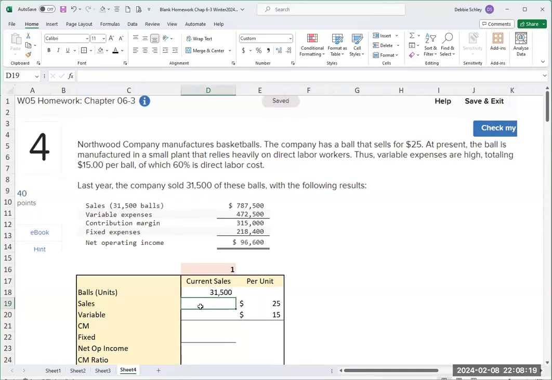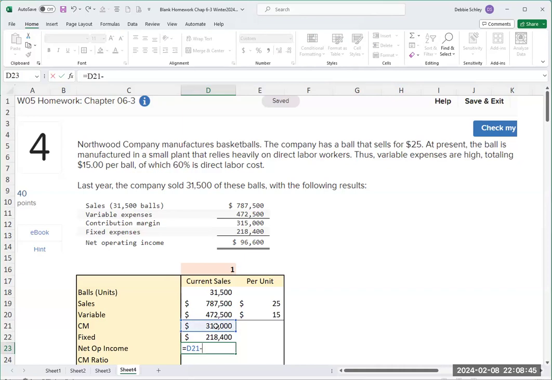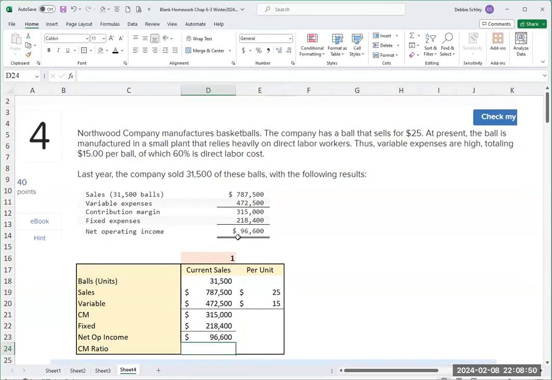So my sales, they told me 787,500. My variable 472,500. Contribution margin. Let's just see if I did any typos. Okay, that agreed. And then my fixed is 218,400 for a net operating income of, okay, it agrees.